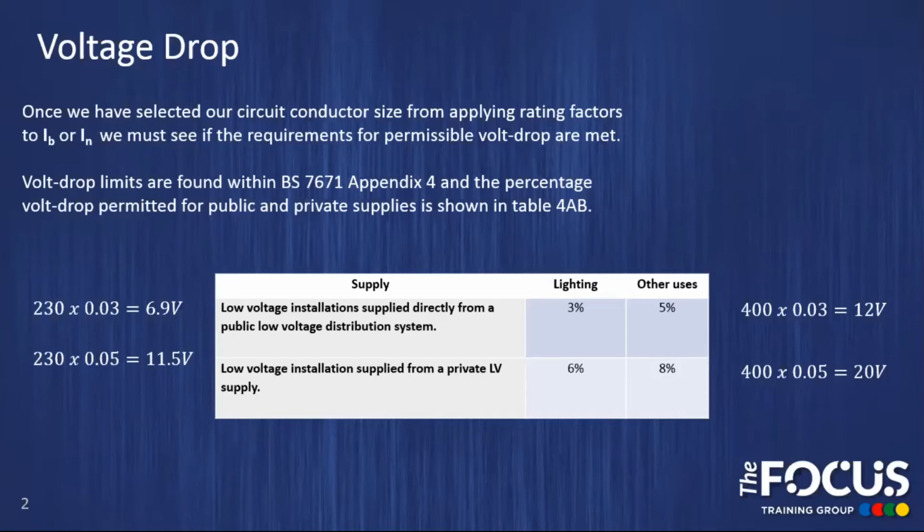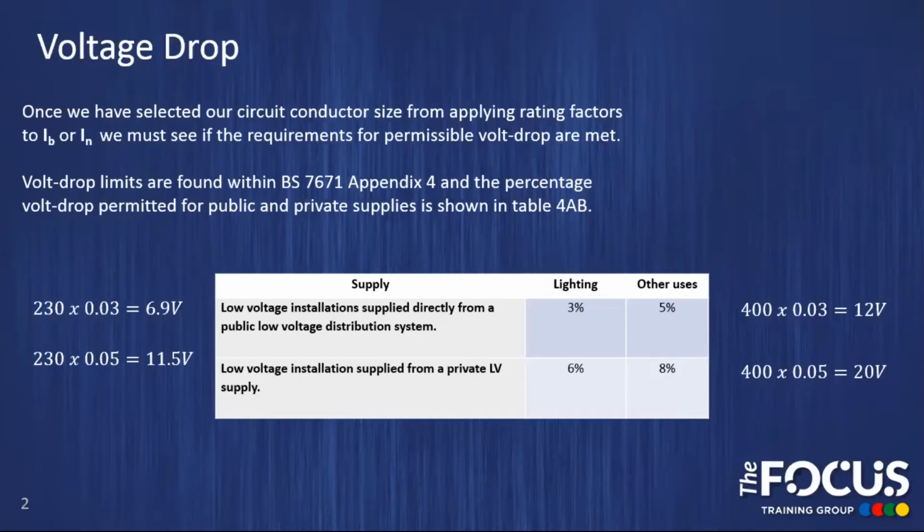Once we've selected our circuit conductor size from applying rating factors to either IB or IN, depending on whether overload protection is required or not, we must see if the requirements for permissible volt drop are met. Voltage drop is a very important consideration because if our supply voltage drops too low, this could affect the operation of protected devices and the operational characteristics of some of our installed equipment.